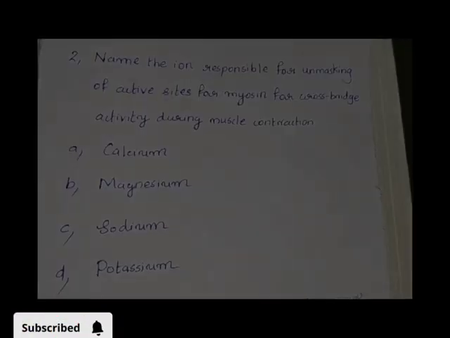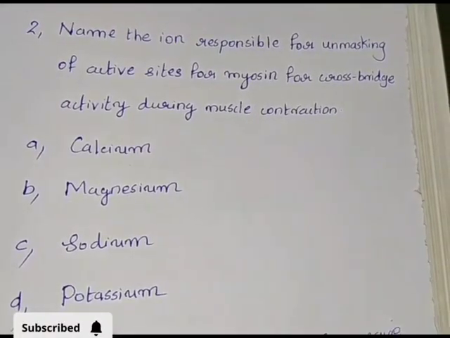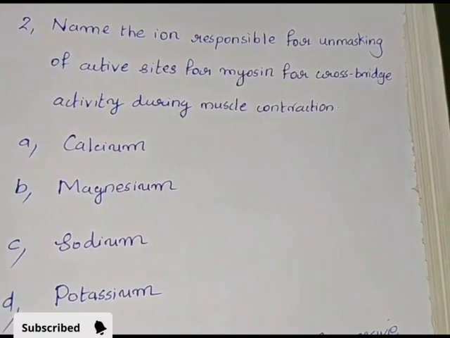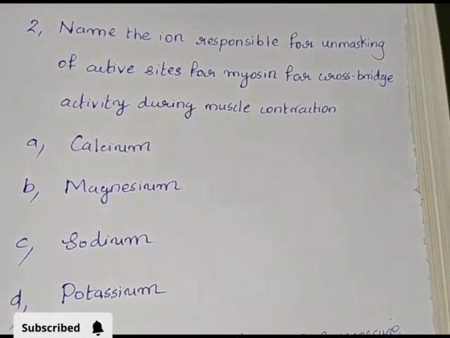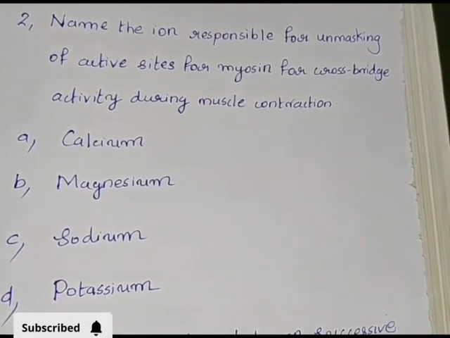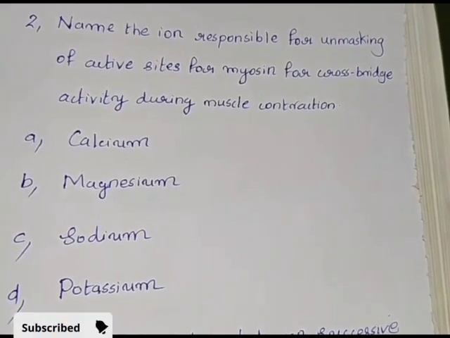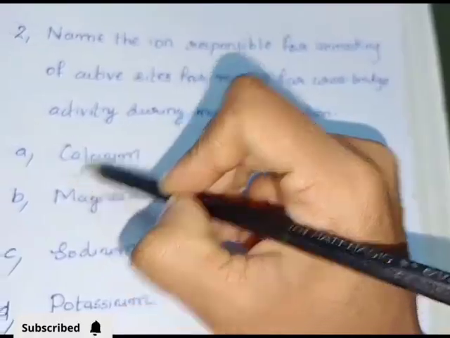2. Name the ion responsible for unmasking of active sites for myosin for cross-bridge activity during muscle contraction. Option A, calcium; B, magnesium; C, sodium; D, potassium. Answer: option A, calcium.